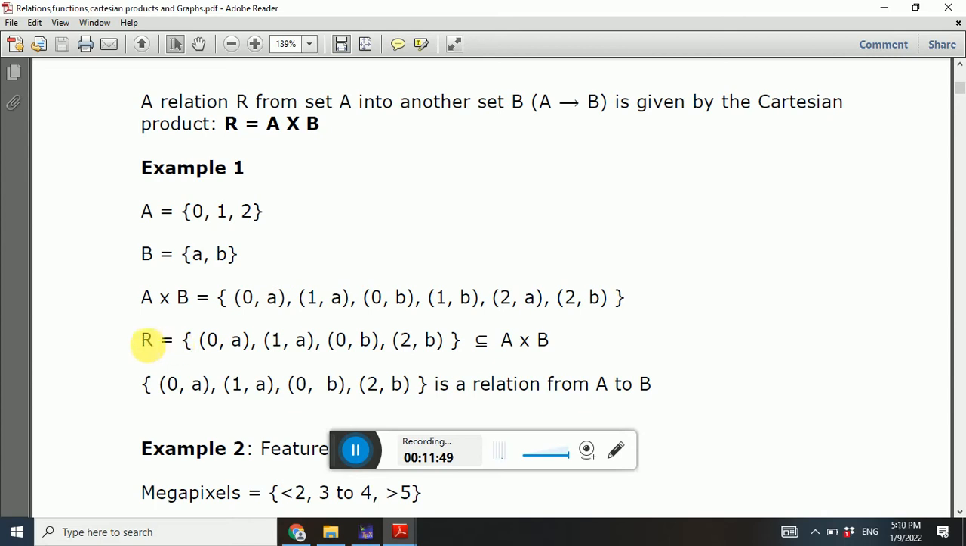And now let's look at a relation R given by this set. Realize that this R consists of just some pairs from the Cartesian product. That's why we are saying that R given by these pairs is a subset of the Cartesian product. I think now you know what a subset is. If a set X is a subset of Y, it means that all the elements in set X can be found in Y. And indeed, you can see that all these pairs here can be found in this Cartesian product.